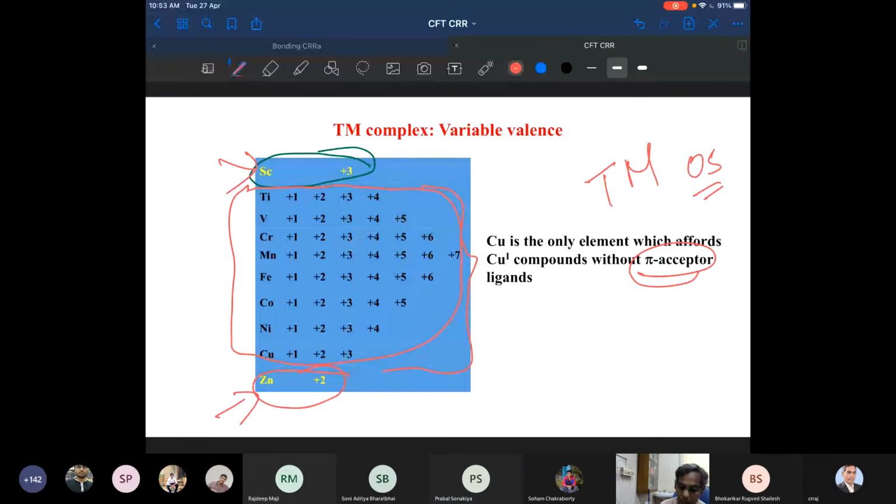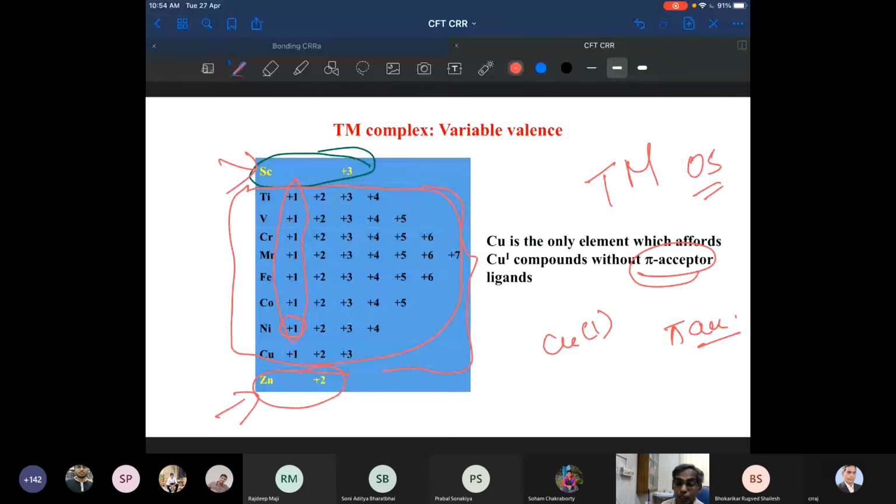The copper one. Yeah. See here, in the case of copper, it is the only one, copper 1, right? Copper 1 oxidation state, you can stabilize without a pi acceptor ligand. On the other hand, you need to study more, otherwise you will not be able to understand. You have a +1 oxidation state, all of them are there. But only in the case of copper, I will explain when I teach you redox. I will bring the Frost diagram. Only copper 1 can be stabilized without a pi acceptor ligand.